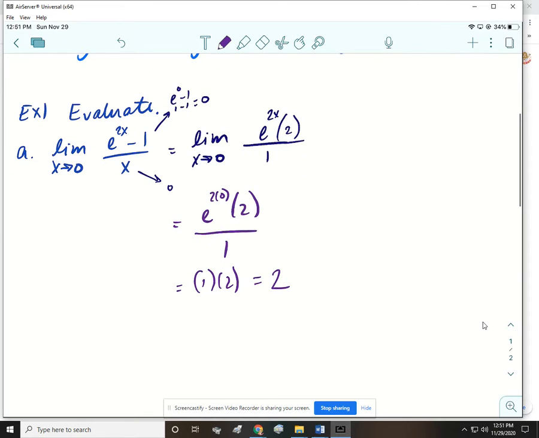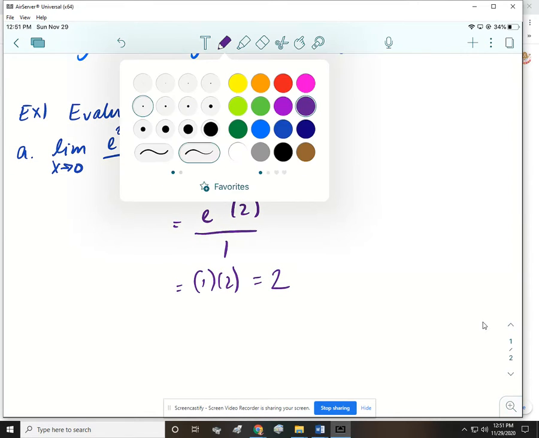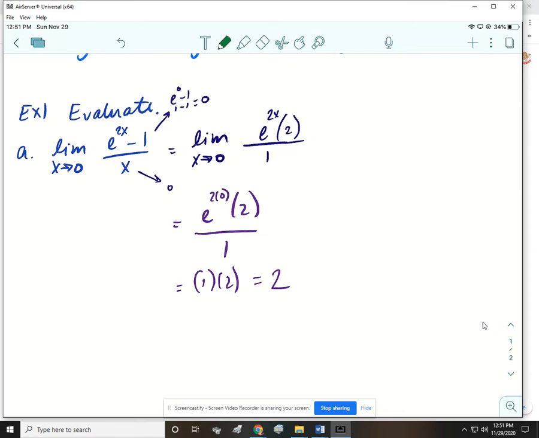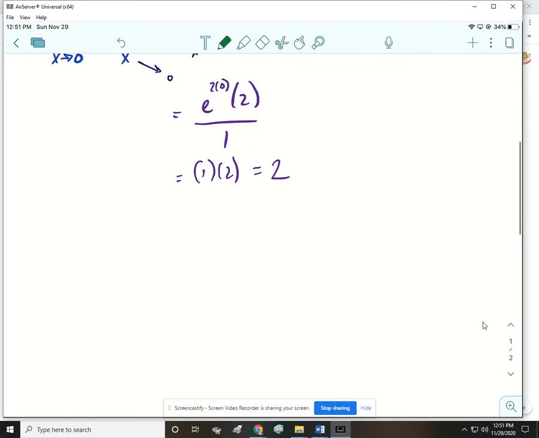All right, so if you get indeterminate form, you can just find the derivative of the numerator, find the derivative of the denominator, and then plug in again and see what you get. All right, so let's look at b.